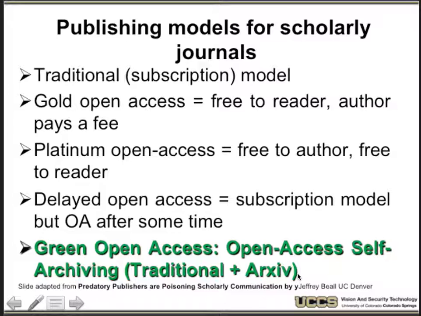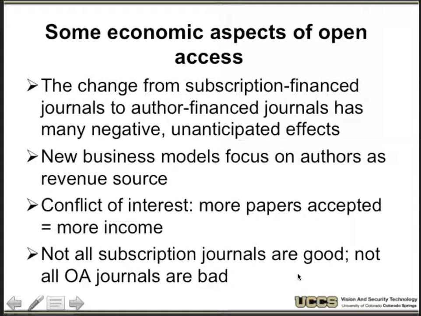They may allow you to put it on arXiv as what's called a postprint, which is once it's up on their site and they've got the press for the news coming out, then you can publish it on arXiv. Others allow you to do it anytime you want. So there are some economic things. I'm going through a bunch of slides based on Jeffrey Beall up at CU Denver. There are some reasons why open access has caused some problems. The change from subscription financing of journals to author financing of journals has had many negative, unanticipated effects.